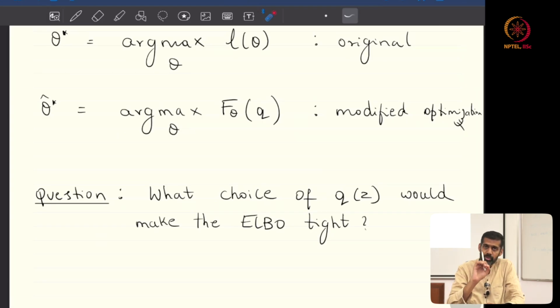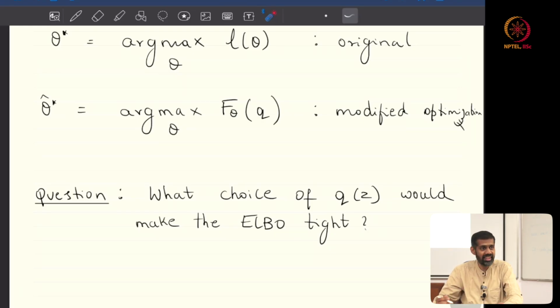Now suppose you want to maximize a function and you are constructing a lower bound and optimizing that instead. What do you want your lower bound to be? You want your lower bound to be as close to the actual function as possible. Now the question that you are asking is, what should be the choice of Q such that the lower bound that I am constructing, because I cannot optimize the original function, is as close to the original function as possible. That is the question that we are asking.